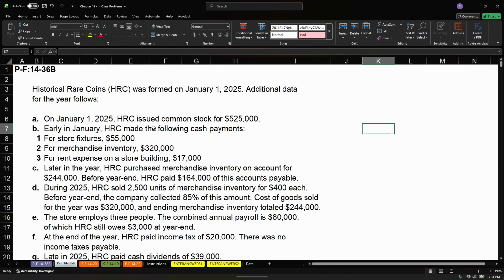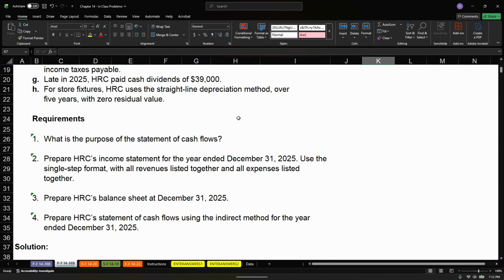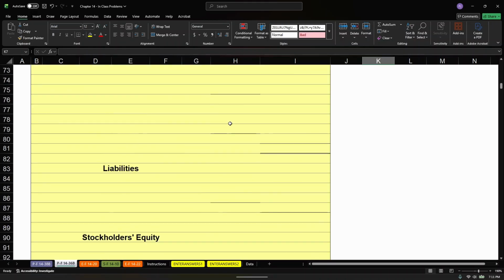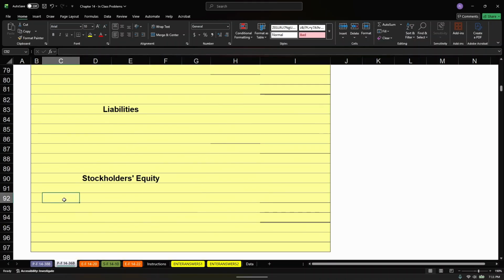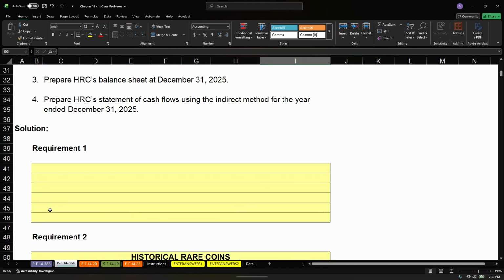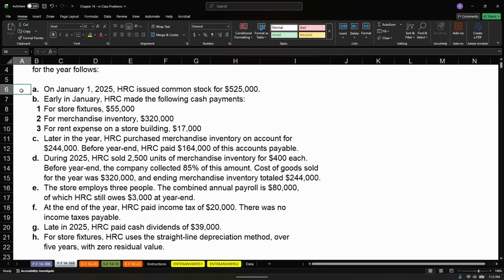So on January 1st, we issued common stock for $525,000. So I know that it affects cash. I'm just going to do the half of the journal entry pretty much by updating the equity section with common stock, 525,000. Okay. So now this first one is accounted for.